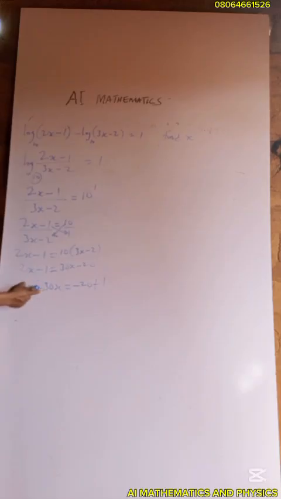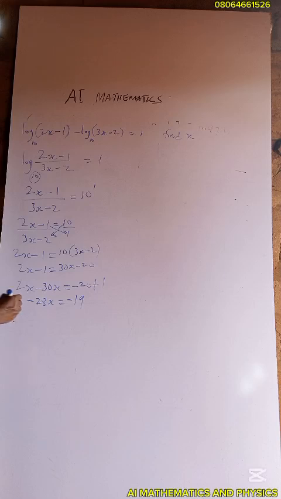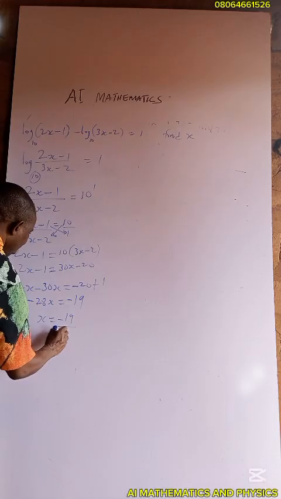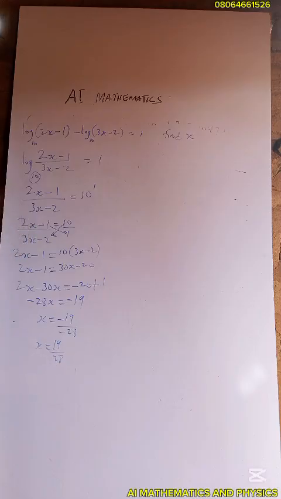2x minus 30x now gives us minus 28x equal to, what? That's minus 19. Our x will now be equal to minus 19 over minus 28. Our x is equal to 19 over 28.